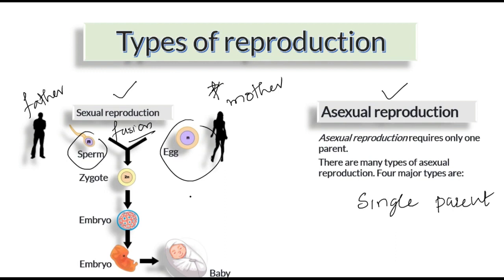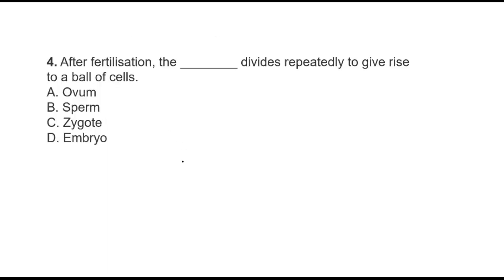So what's the question, right? The question is, how many parents are involved in sexual reproduction? The answer should be 2. So 2 is the correct answer. Next question. After fertilization, the dash divides repeatedly to give rise to a ball of cells.